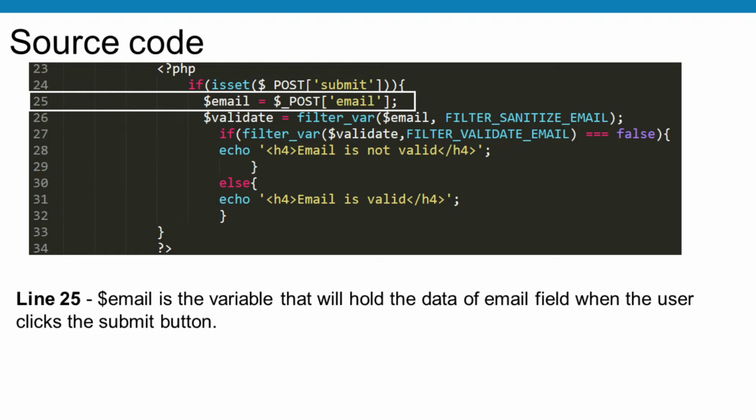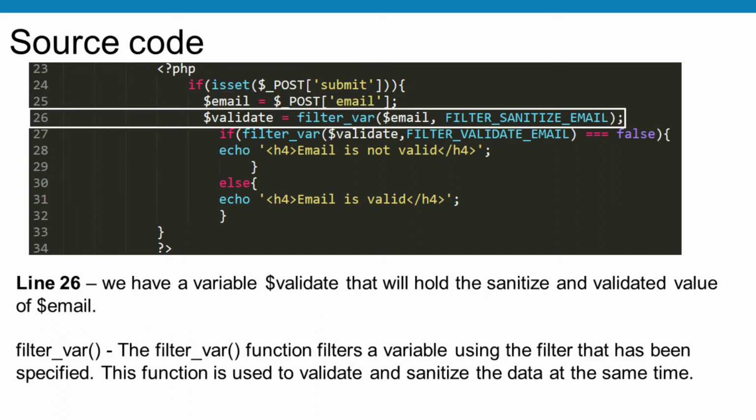On line 25, $email is the variable that will hold the data of the email field when the user clicks the submit button. On line 26, we have a variable $validate that will hold the sanitized and validated value of the email.